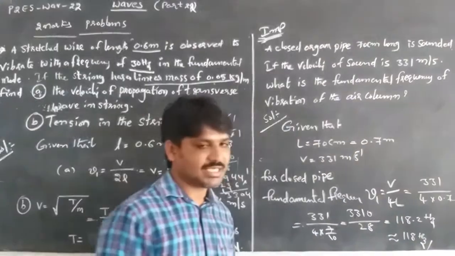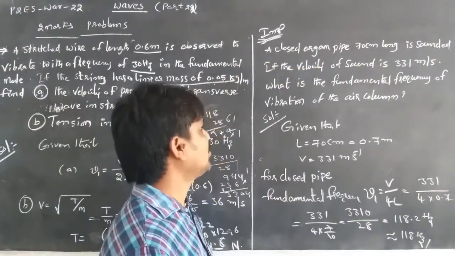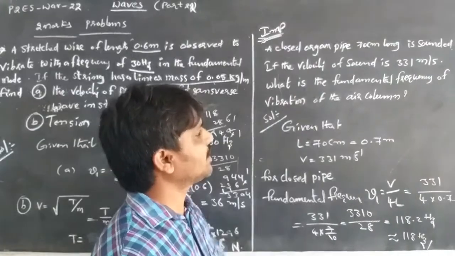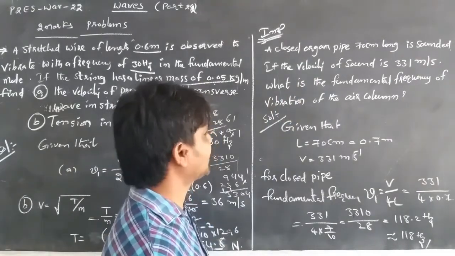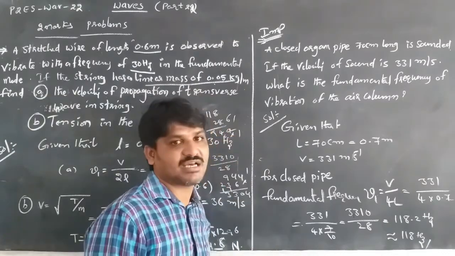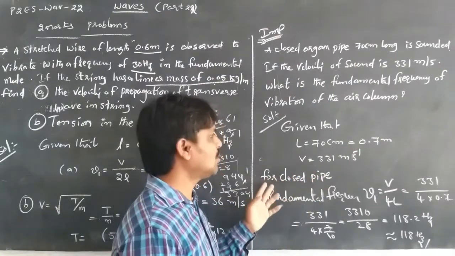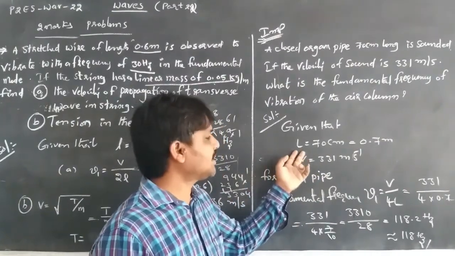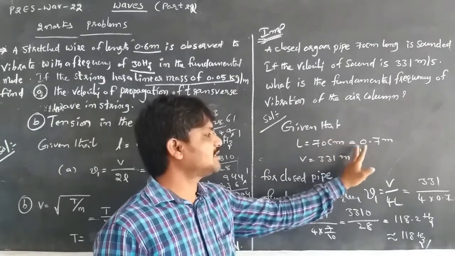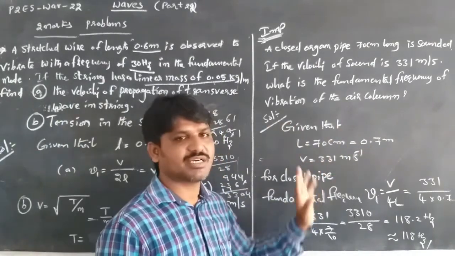The question: when a closed organ pipe 70 centimeter long is sounded, if the velocity of sound is 331 meter per second, what is the fundamental frequency of vibration of the air column? He asked for the fundamental frequency of the air column in a closed organ pipe. First the length: L is equal to 70 centimeter, that is equal to 0.7 meter. Then V is equal to 331 meter per second.